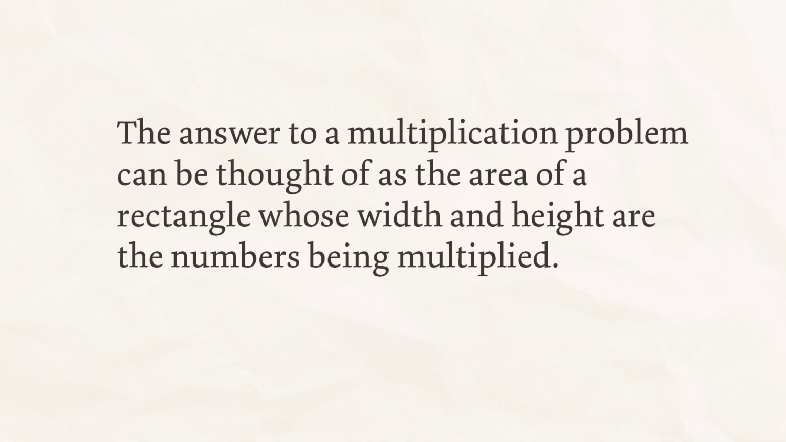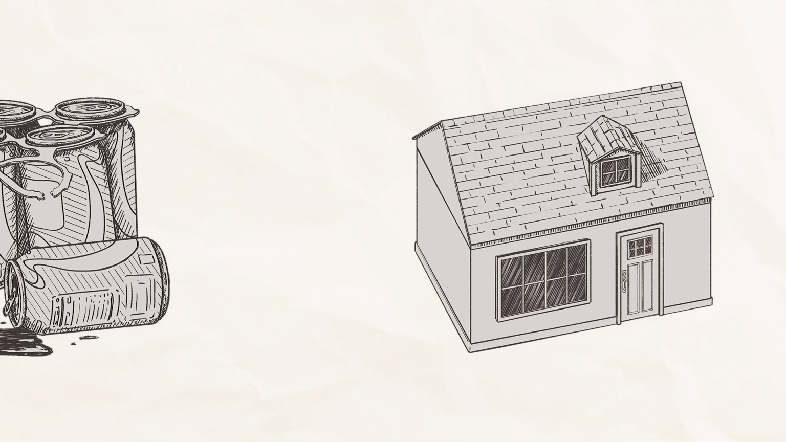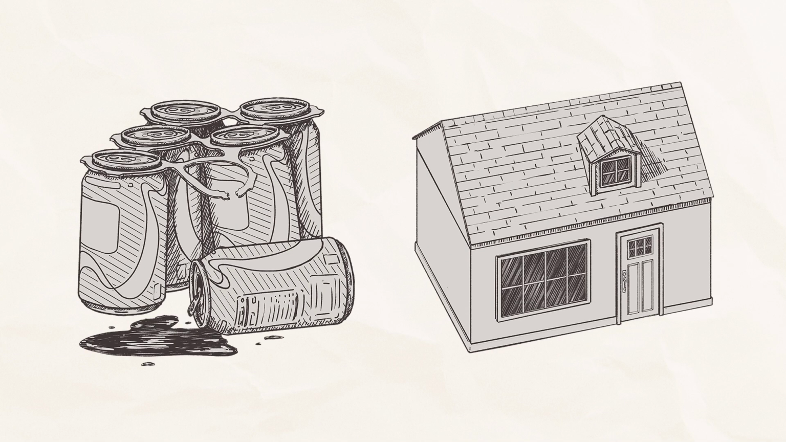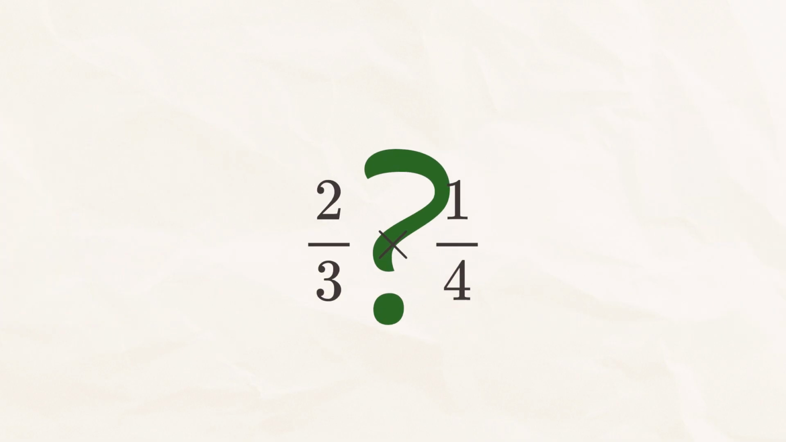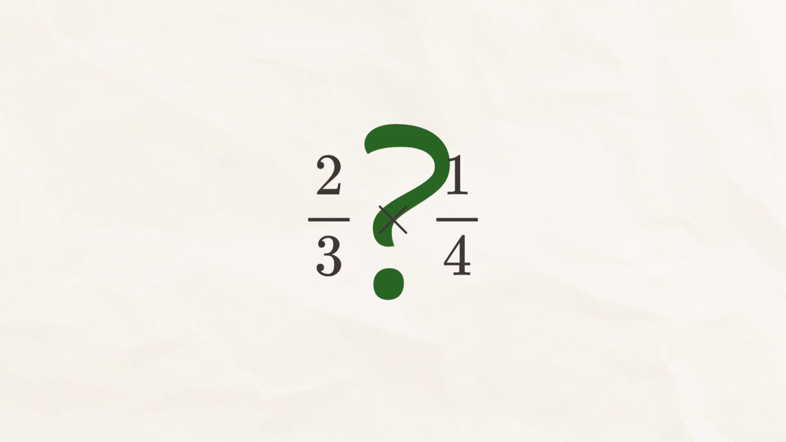The answer to a multiplication problem can be thought of as the area of a rectangle whose width and height are the numbers being multiplied. We aren't necessarily talking about floor plans or cans of soda now. We are just trying to come up with a useful way of thinking about how to solve a multiplication problem. You're probably thinking, this is all great, but what does it have to do with multiplying fractions?